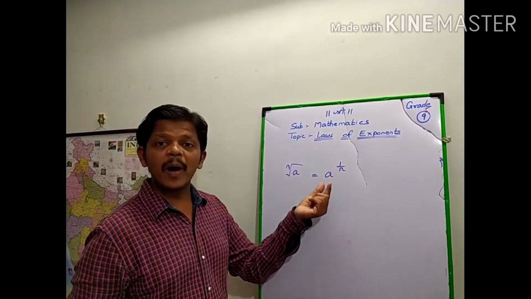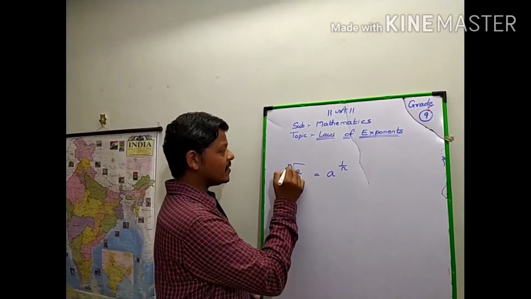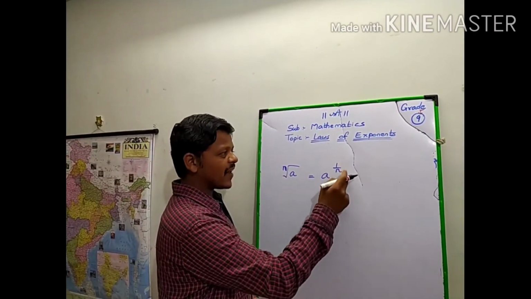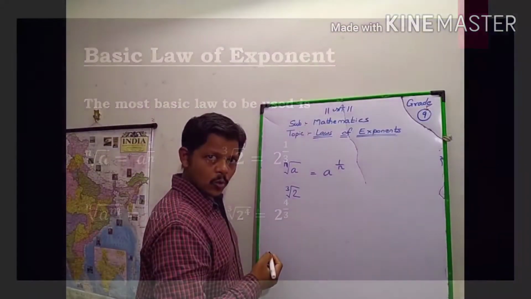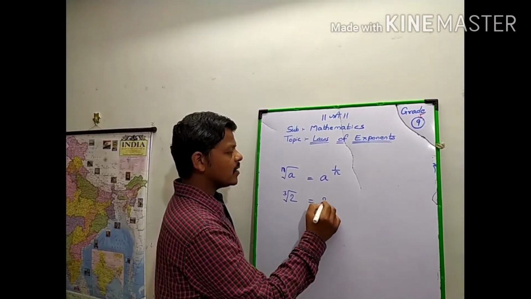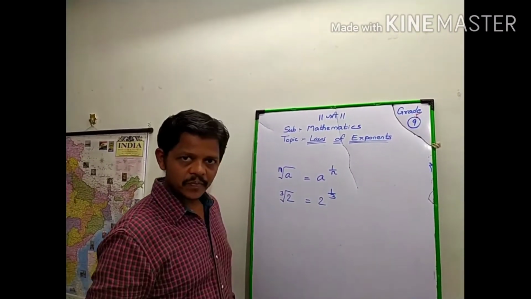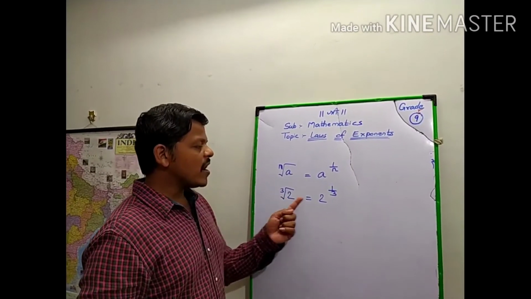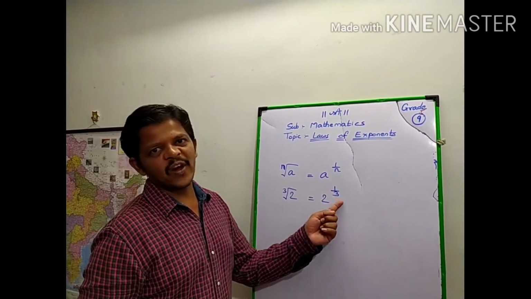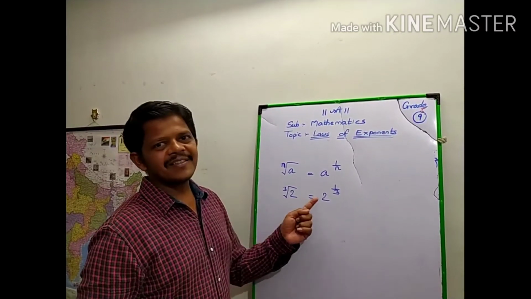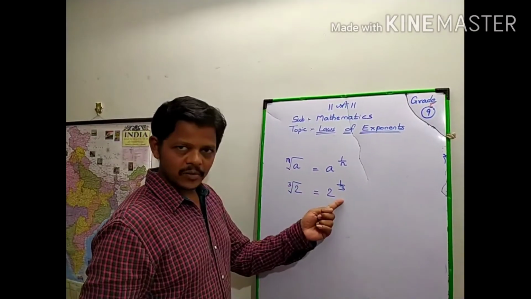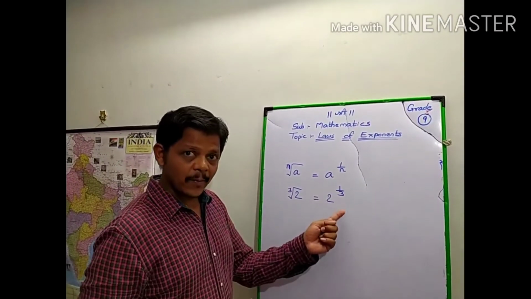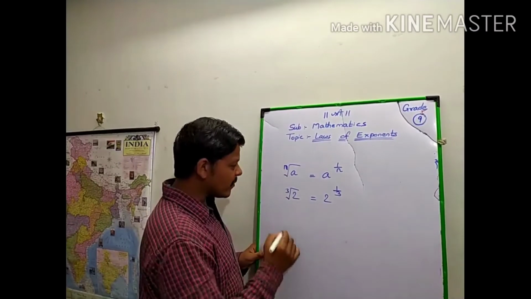You know that exponents means what? Powers. And this nth root over here means the fraction 1 upon n for a. So as you can see, cube root of 2 means 2 raised to 1 upon 3. If it was fifth root of 2, it would have been 2 raised to 1 upon 5. Seventh root of 3 is 3 raised to 1 upon 7, and so on. This means 1 upon n. And now, you will understand one more thing.